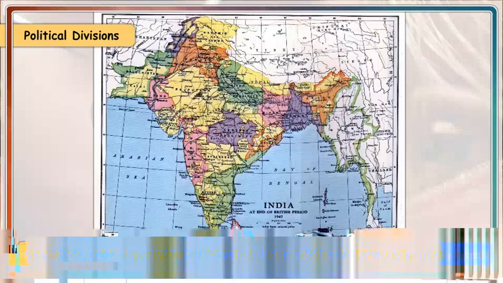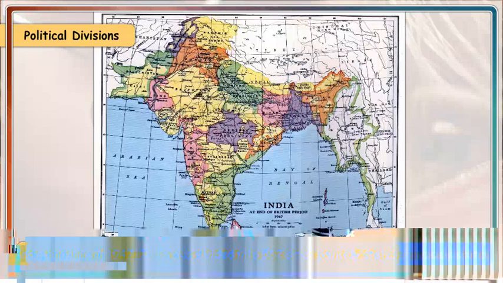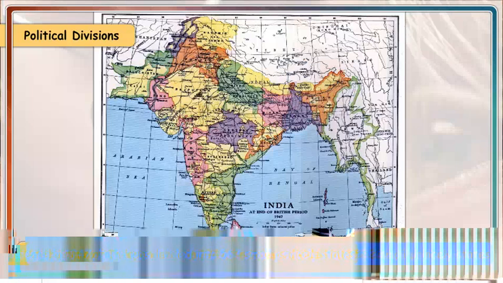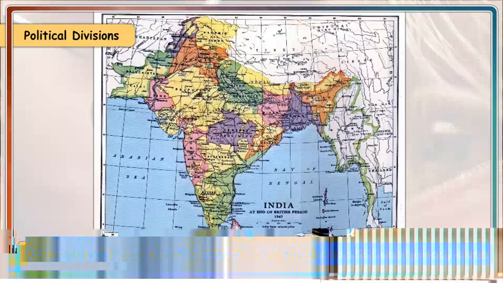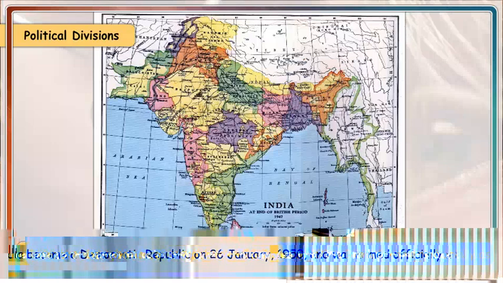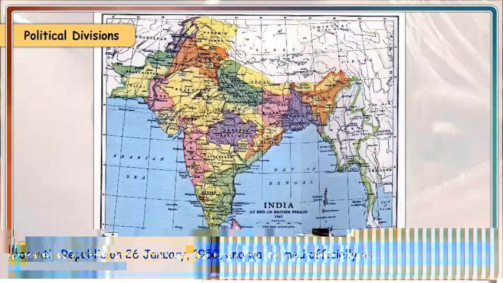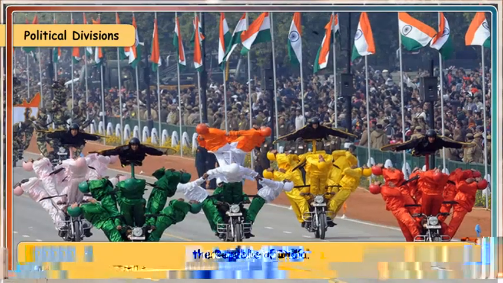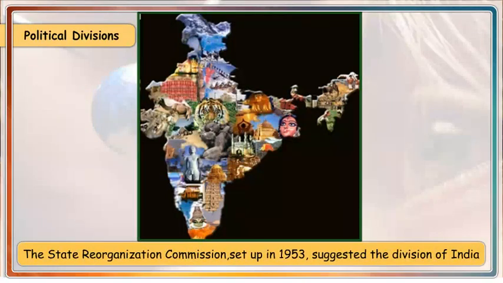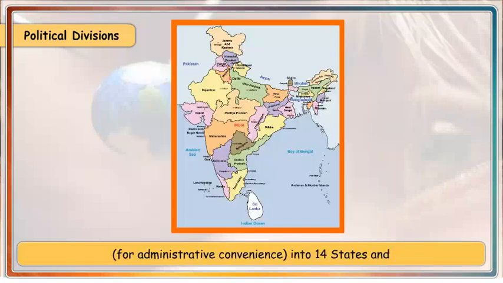Political divisions. At the time of independence in 1947, India was divided into 562 small princely states. India became a democratic republic on 26 January 1950 and was named officially as the Republic of India. The State Reorganization Commission, set up in 1953, suggested the division of India for administrative convenience into 14 states and 6 union territories on linguistic basis.